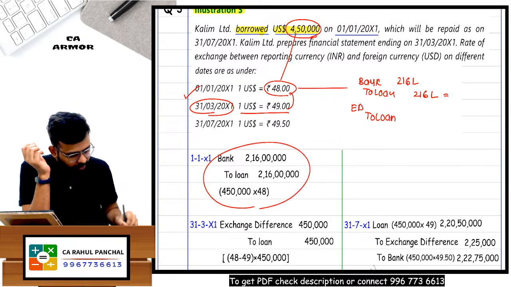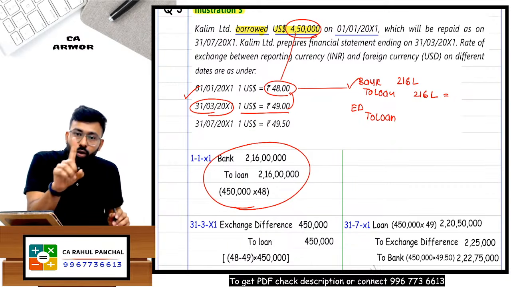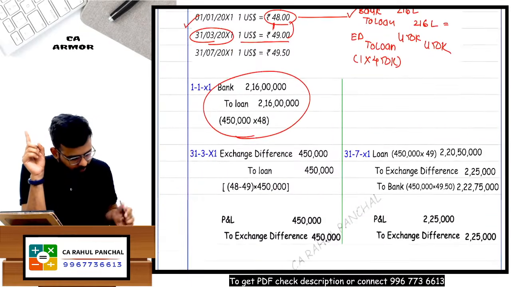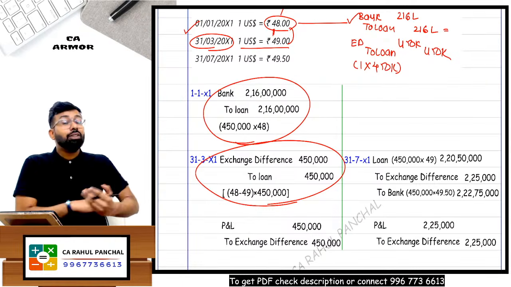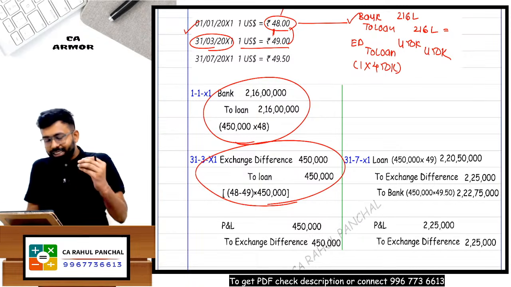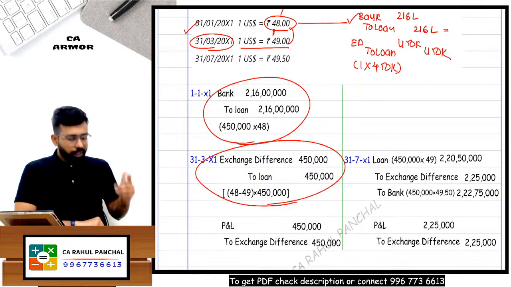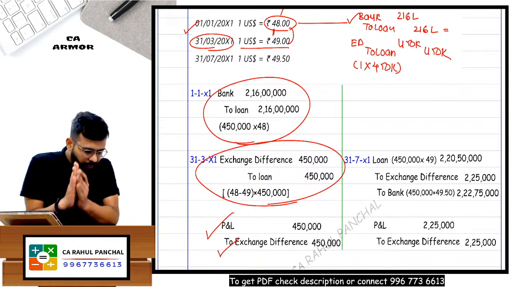So the first entry is done. You can see this. Now the second entry. Sir, the loan has increased by 1 rupee, and this 1 rupee is the difference of these two for how many dollars? 4,50,000. You can see this entry. Exchange difference to loan account. Loan has increased, and because it is a loss, an increase in loan is a kind of loss to the company. That loss will be transferred to the P&L account. So exchange difference will be credited and debit the P&L account. That's it. Understood till here.